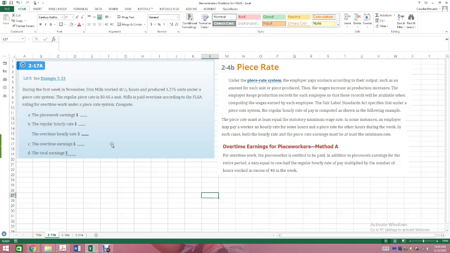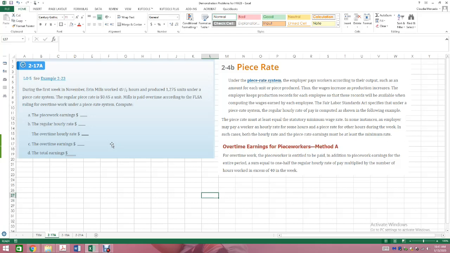It says the piece rate must at least equal the statutory minimum wage rate. Okay? So what does this tell you? If you have a very slow employee that produces very little work, then you're going to have to be careful because you need to make sure that whatever they're producing equals the minimum wage. If it doesn't, you have to cover the difference. In which case, if I were the employer and I have an employee that's very slow, you'll probably get rid of the employee because they're not producing what they should be. But that's another story.